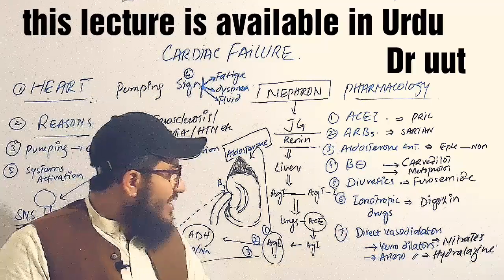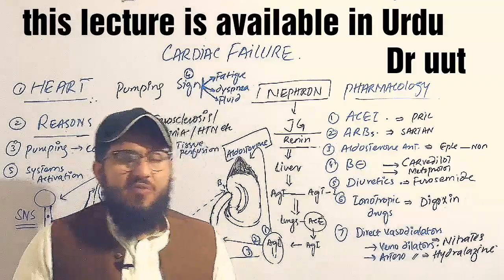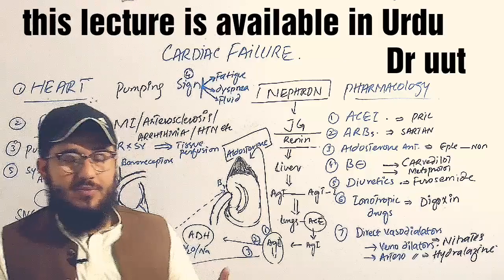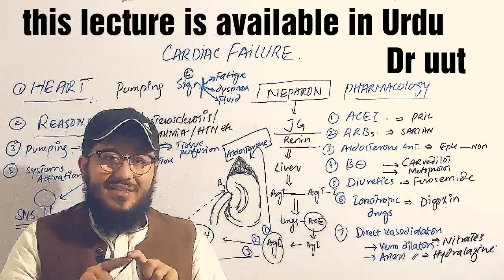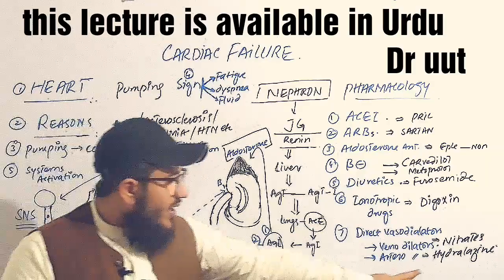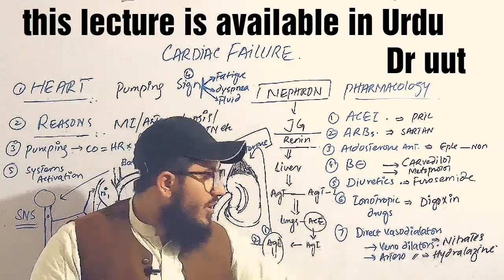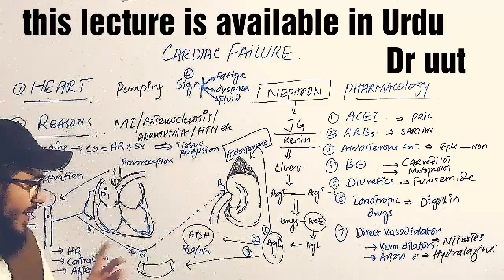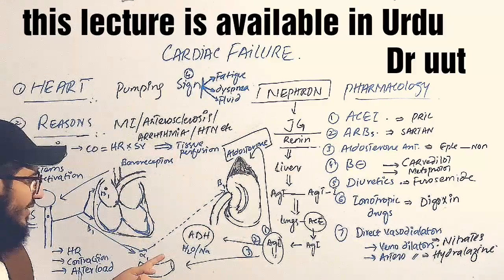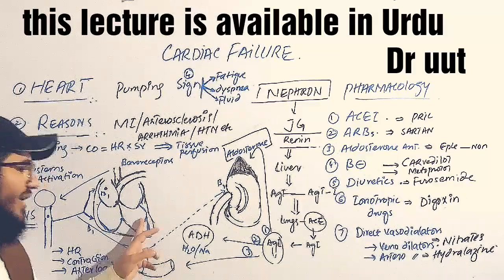And we have the next one, the direct vasodilators. We have vessels like arteries and veins, and these drugs will dilate the blood vessels. If we dilate the arteries, for that we have the drug hydralazine, and for the veins we have the drug nitrates. By dilating the arteries, we are decreasing the blood pressure, and we are decreasing the afterload.